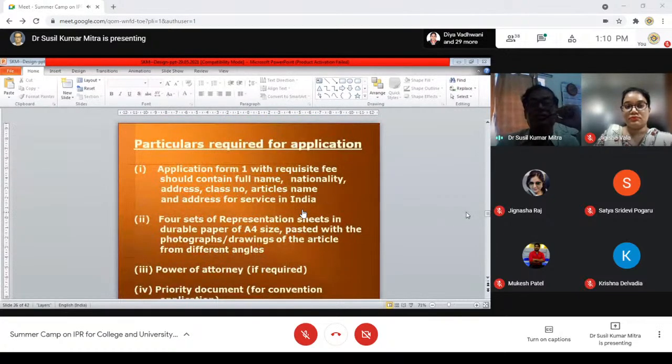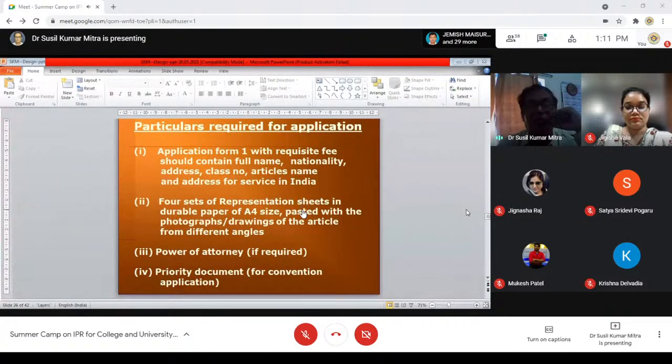So the particulars required for applications, this is very important. How to prepare? Just like a patent, where you are doing the complete specification, drafting is very important. Here also Form 1 should be filed. Also, the 4th set of representation sheets you are to prepare in A4 size, and power of authority if you apply through lawyers. And if the application originates from foreign countries, then the priority document of the application also should be filed.